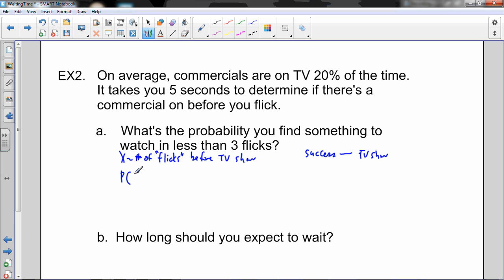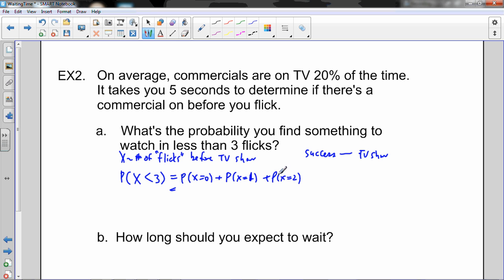So what do we want? We want the probability that X is less than 3, right? There's more than one case. I turn on the TV with 0 flicks and a TV show's on. Well, I could have 1 flick and the TV show's on. Or I could have 2 flicks and the TV show's on, right? Less than 3 flicks. And notice that would be 3 trials altogether. Strictly less than is 3 flicks altogether.